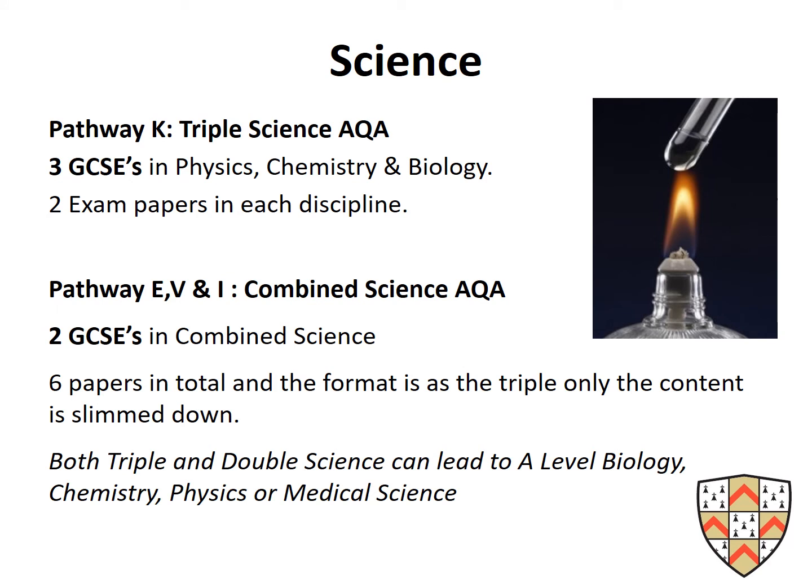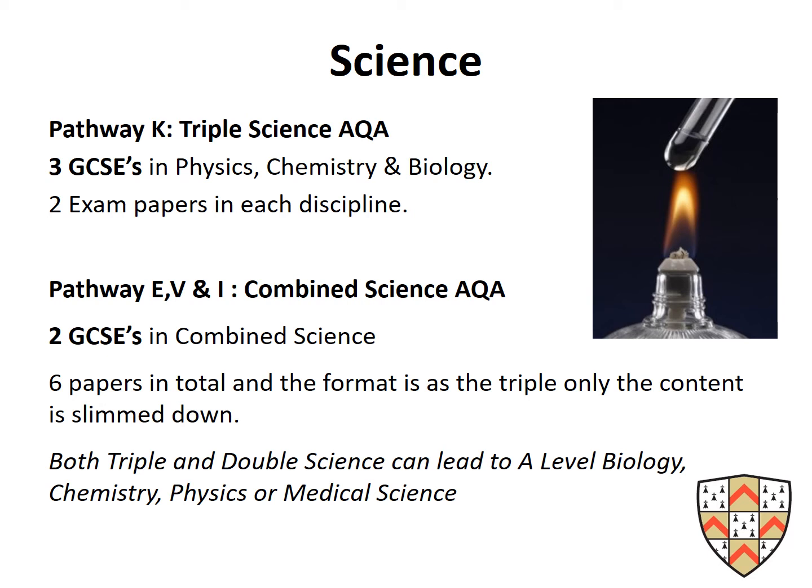Sciences. I've explained a little. The triple science is 3 separate GCSEs. There are 2 exam papers in each discipline. For the combined science it's the same things, physics, chemistry and biology, but there's just 1 unit less than what is done for the triple science course. There are 6 papers in total, and the format is as the triple, only the content is slimmed down.